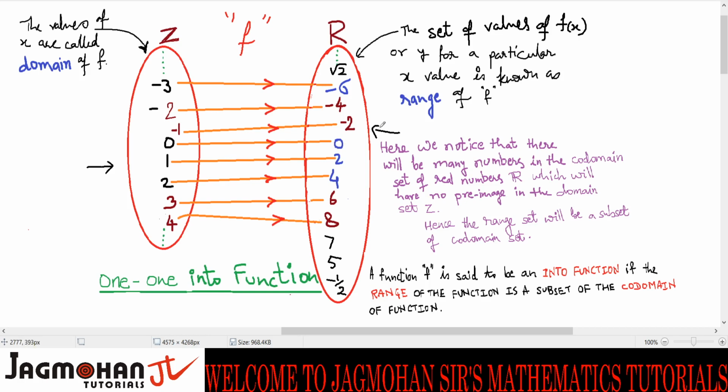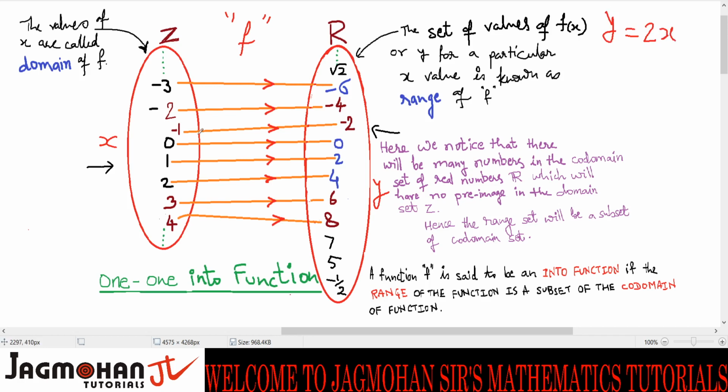Yes, very good. You guessed it correctly. The function here is, if you call all these elements of the domain set x, and the elements of the codomain set, range set, you represent by y, then you understand that here the element y is every time double of the element x. So you guessed it correctly, it is y equals 2x.